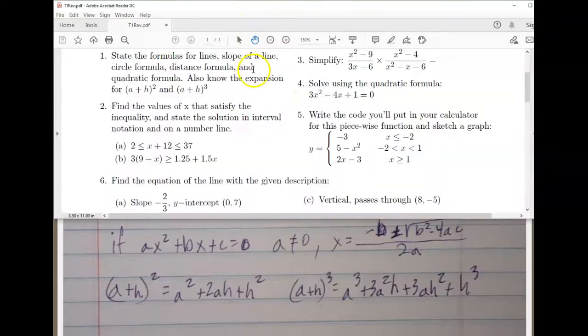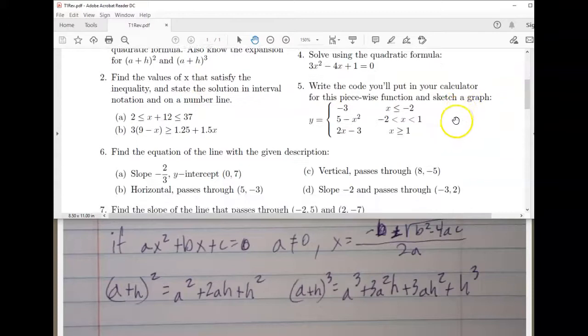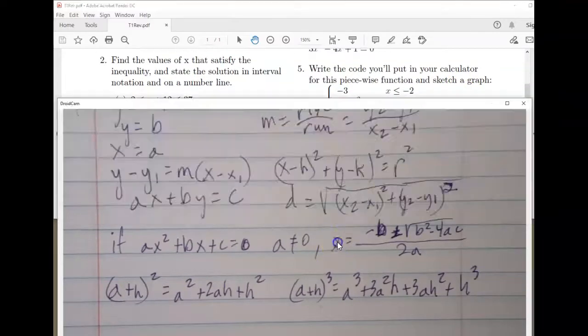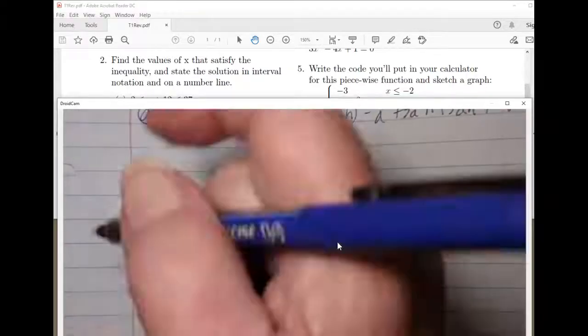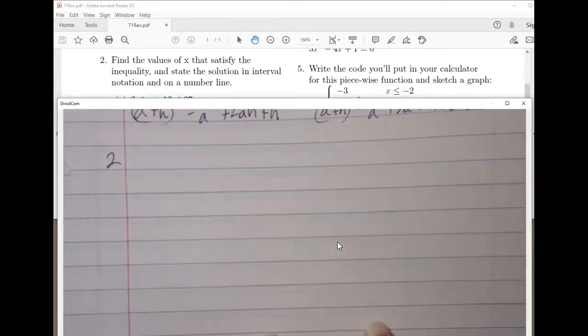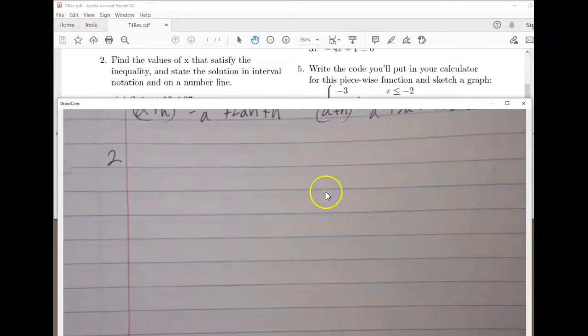So for the next part, we need to find the values of x that satisfy the inequality. So solving an inequality, that means that we need first to write the inequality.